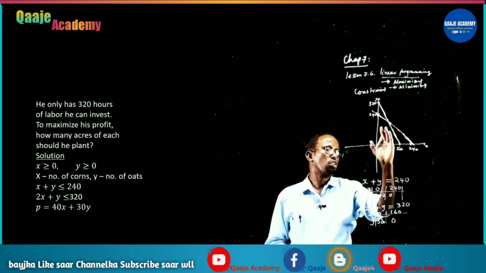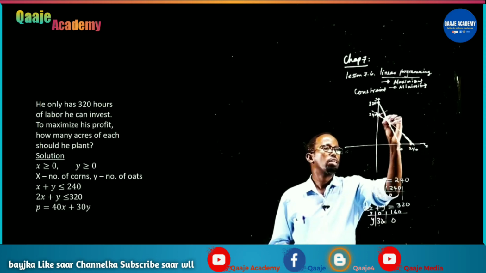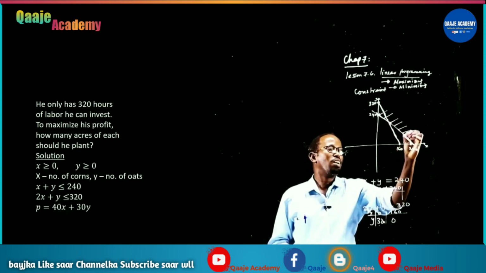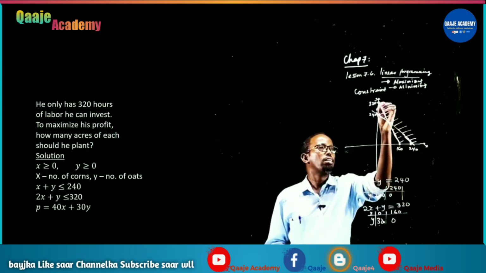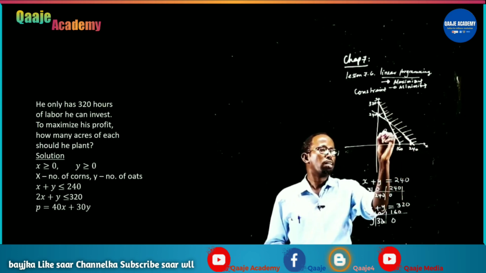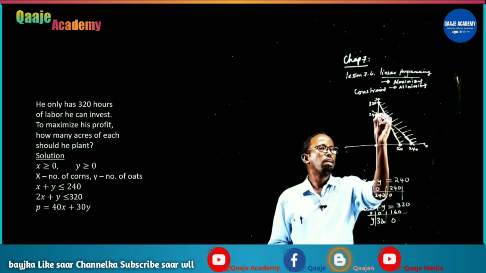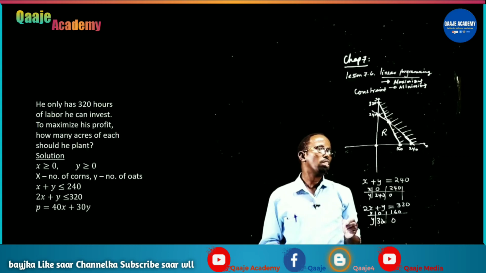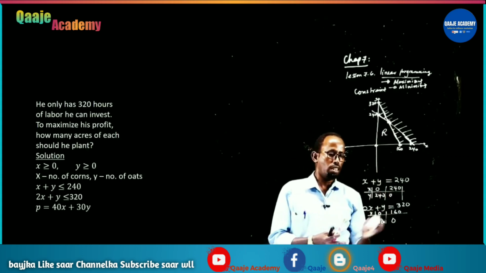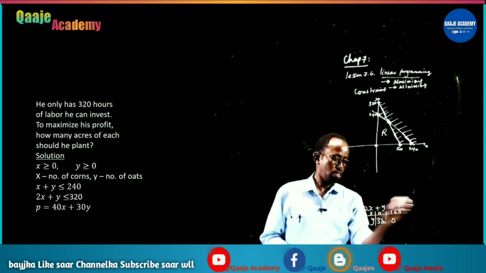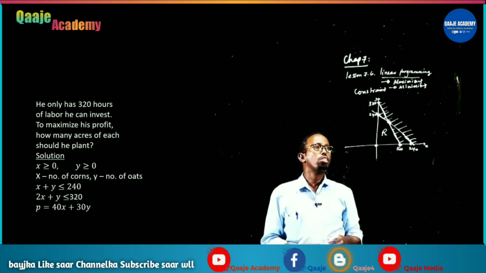This side is less or equal to, and this side is greater or equal to. So we shade the unwanted region always, so that we can come up with region R here. So this is my region R. These are my corner points. I don't know this one, so I will be finding the corner points for that.